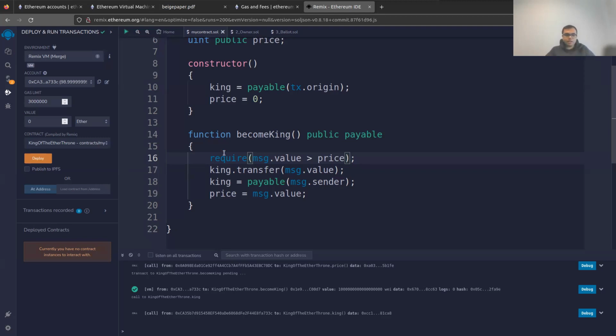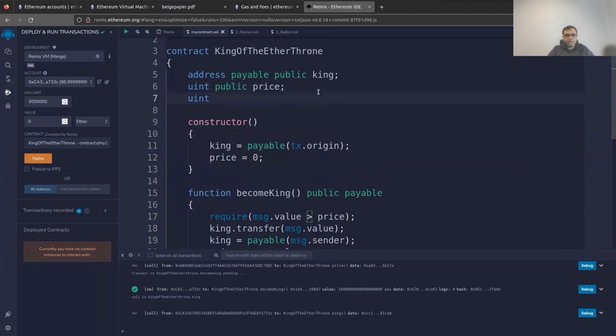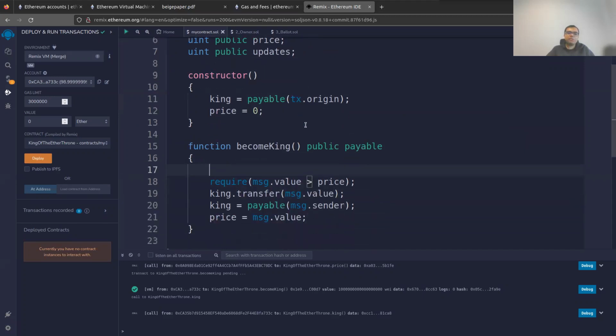So here's the thing. Let's say I have another integer, and let's say I call this updates, which basically just keeps track of how many times the king has changed. When you call become king, updates increases by 1. And then I check that the amount of money that you have paid is more than the price. And if that's not the case, I would revert the entire transaction.